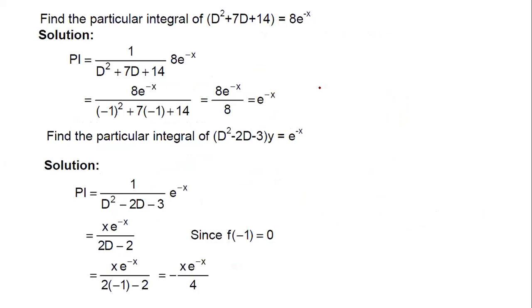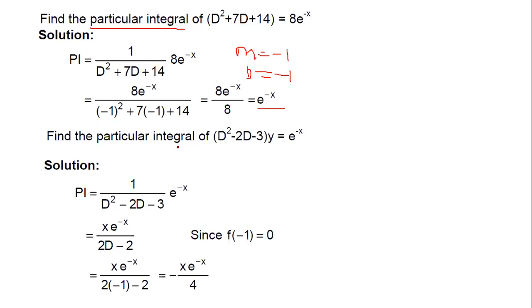Next problem is to find the particular integral of (D square plus 7D plus 14) y equal to 8 e power minus x. So here also they are asking only the particular integral. What is the particular integral formula? 1 by D square plus 7D plus 14, 8 e power minus x. So here m equal to minus 1. Substituting D equal to minus 1 in the denominator, you get minus 1 whole square plus 7 into minus 1 plus 14. That means 8 gets cancelled. e power minus x is the particular integral here.